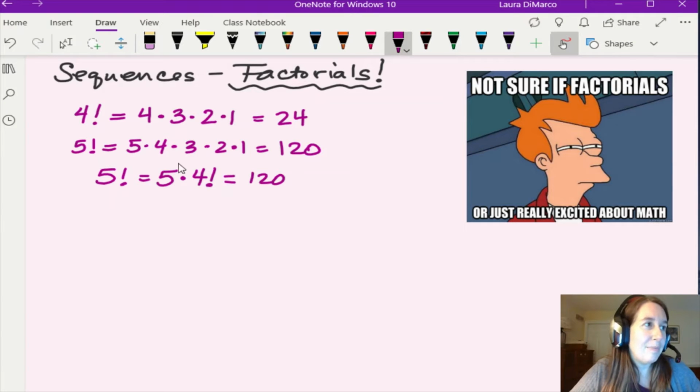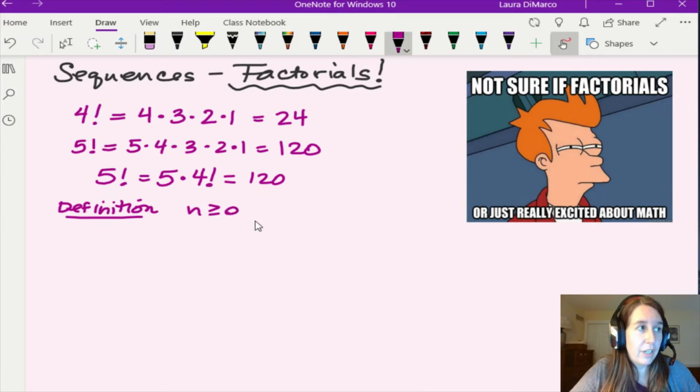So it's used in a lot of sequences. It's kind of like a sequence itself, sort of, because it's based on that previous term. Here is the definition for the factorials. For n greater than or equal to 0, 0 factorial is defined as 1. That is a definition. It doesn't make a whole lot of sense. It's just needed for when you do problems with factorials.